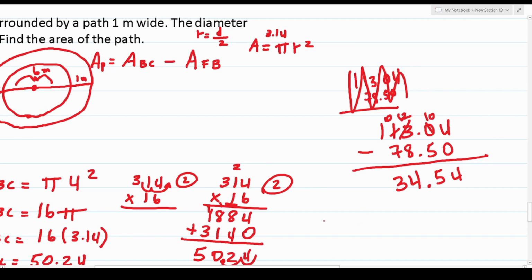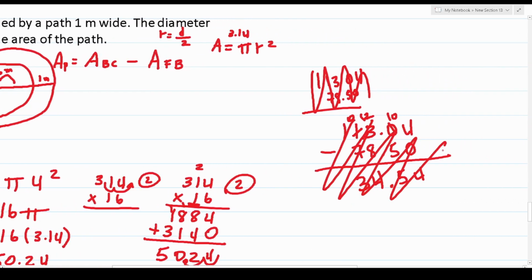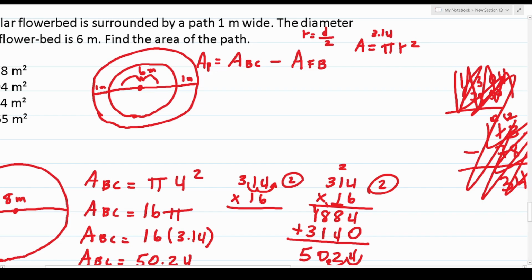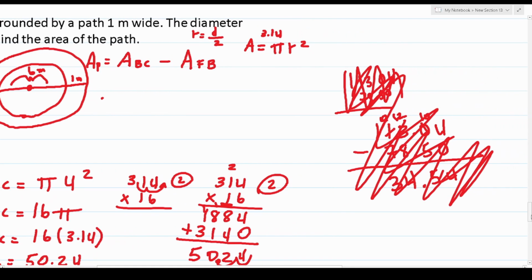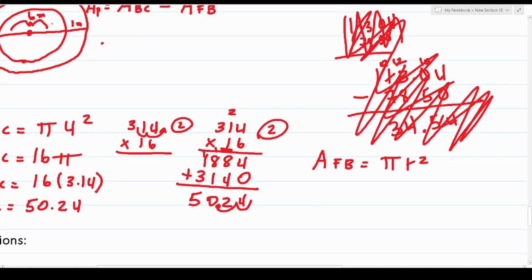Now we got to find the area of just the flower bed, and we'll go ahead and do that. Let's get rid of this. This is from a previous problem. The flower bed has a diameter of 6 meters. So let's do that down here. Area of the flower bed, again, it's going to be pi r squared. We know the diameter of the flower bed according to the problem is 6. So its radius is going to be 6 over 2, which is going to be 3. So this is area of flower bed equals pi times 3 squared. So this becomes area of the flower bed equals 3 squared is 9 pi.